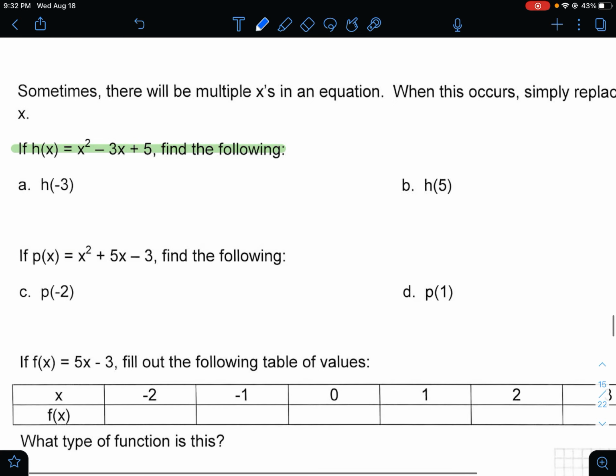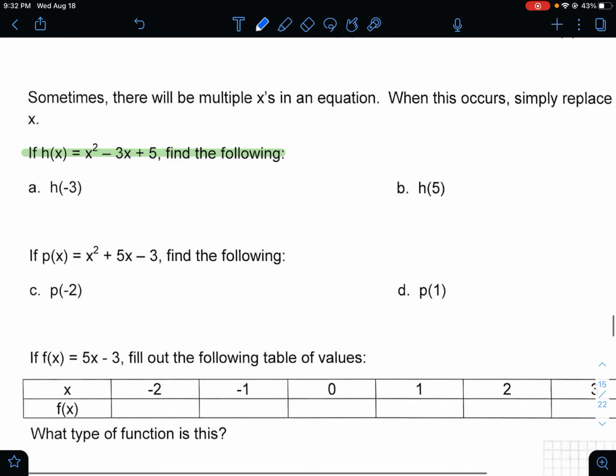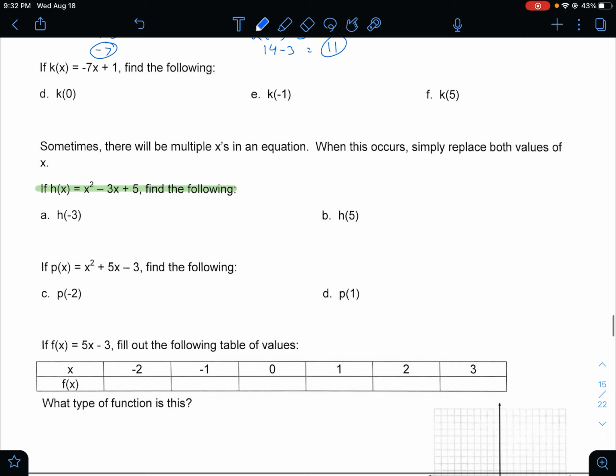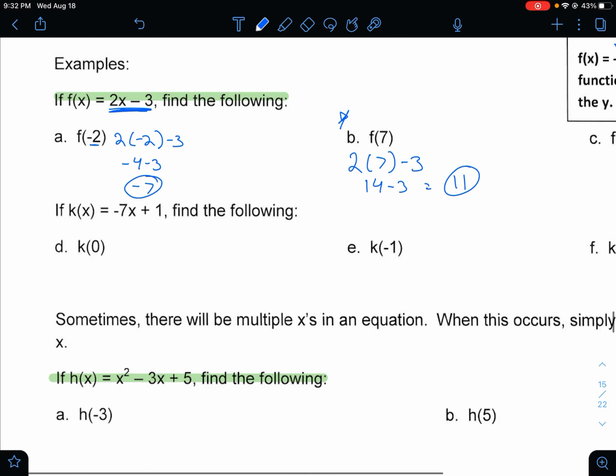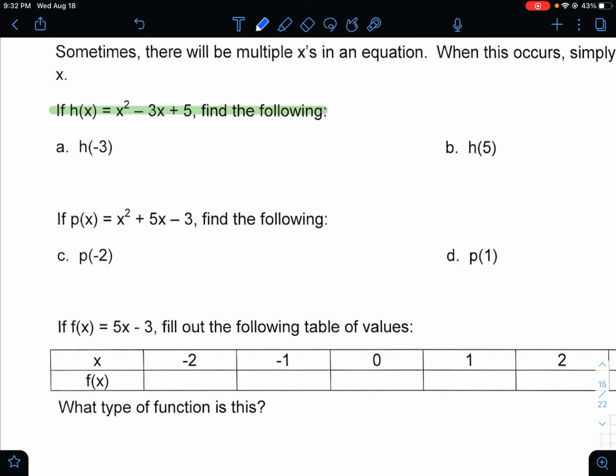Now, sometimes there will be multiple x's in an equation. When this occurs, simply replace both values of x. Or if there's more than 2, if there's 3 x values, you plug it in 3 times. However many x values there are, that's how many times you have to plug in the number. So here we have h of negative 3. Now make sure you keep them in parentheses. Notice how I kept my input in parentheses there. You're going to want to do the same thing here as well.